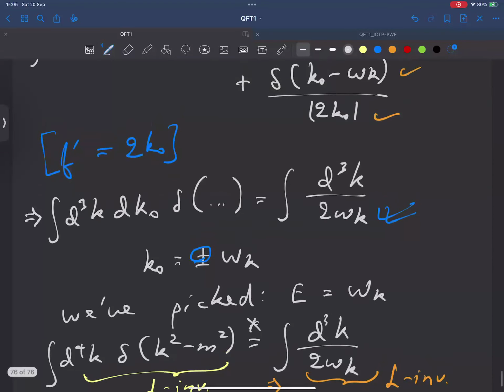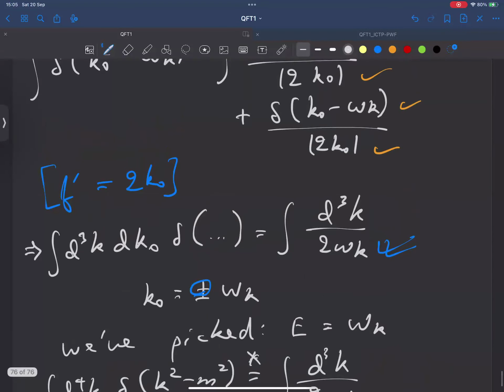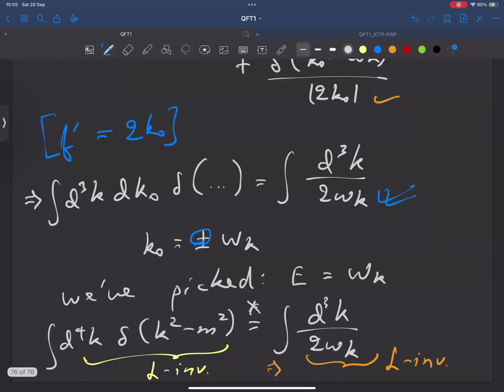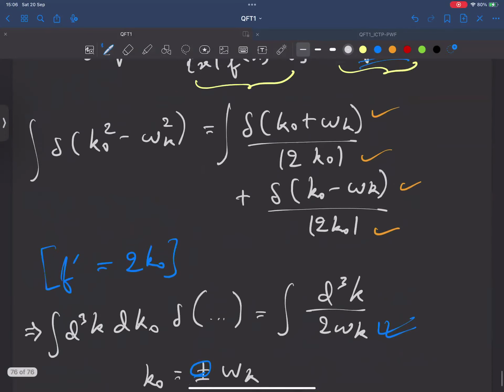So this proves that this d3k integration that we were doing is indeed a Lorentz invariant measure. And recall that this factor is very crucial, so just this quantity won't be Lorentz invariant. Because of this 1 over 2 omega k, which was also the expression you saw in the ladder operators, that was necessary to argue that this three-dimensional integral is also Lorentz invariant. I hope the steps are clear.